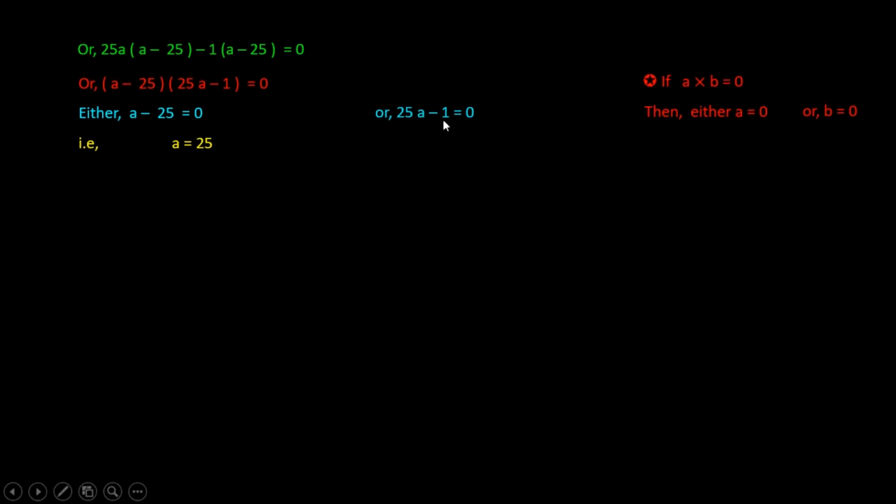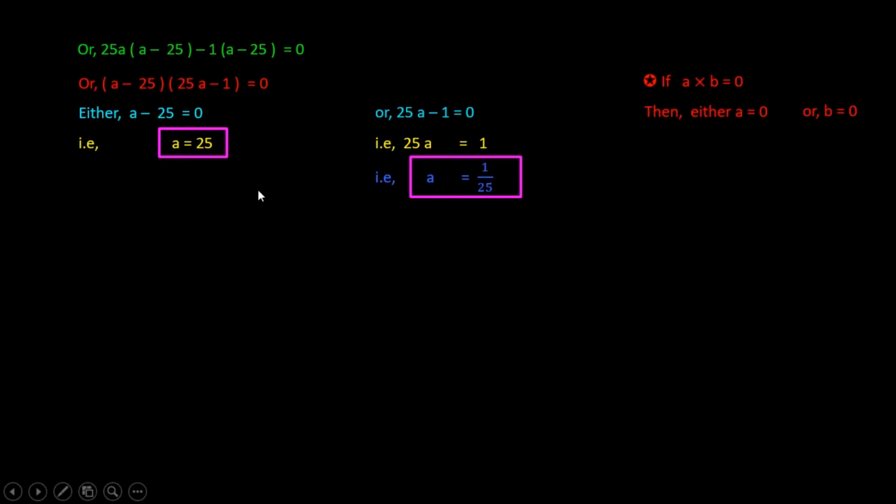To solve this other part, you have to take minus 1 on the right side. Then when you take 25 on the right side, it moves to the denominator. It is 25 times a, so it is in multiplication form, and when you take it on the right side, it will be in the denominator, in division form. So this is the value for a in this case.